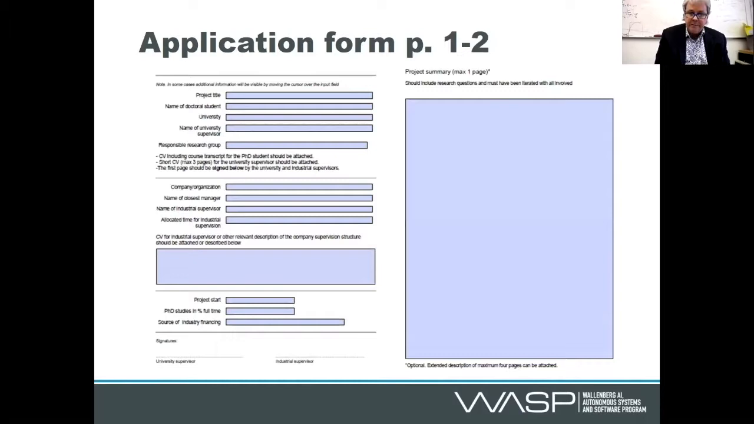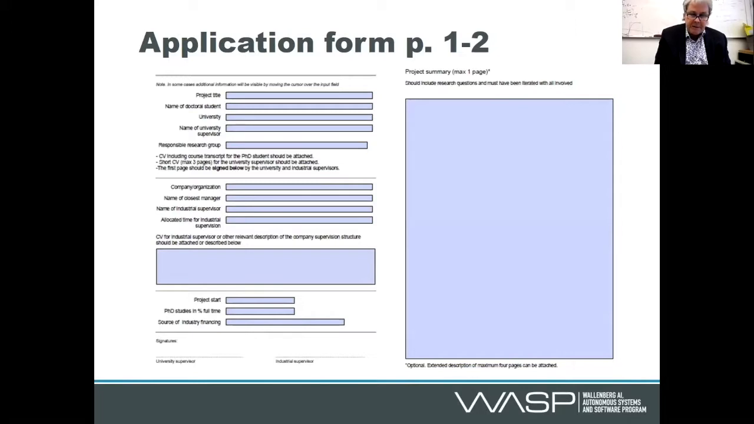university supervisor, the name of the research group, a CV, including the course transcript for the PhD student, a short CV for the university supervisor, and then later down it says CV for the industrial supervisor also. The name of the company organization, name of closest manager, name of industrial supervisor, and how much time is allocated for the industrial supervision.